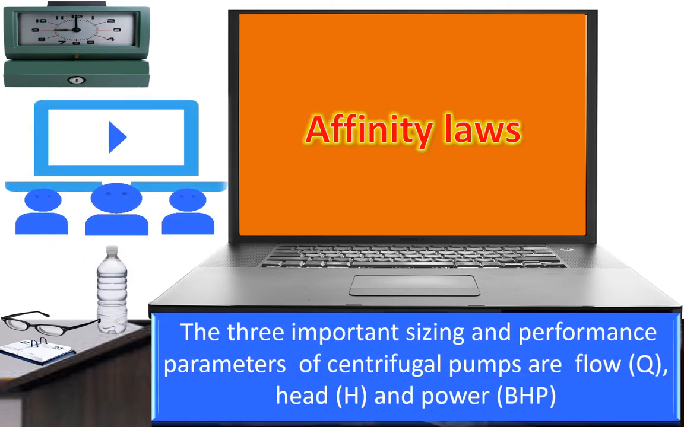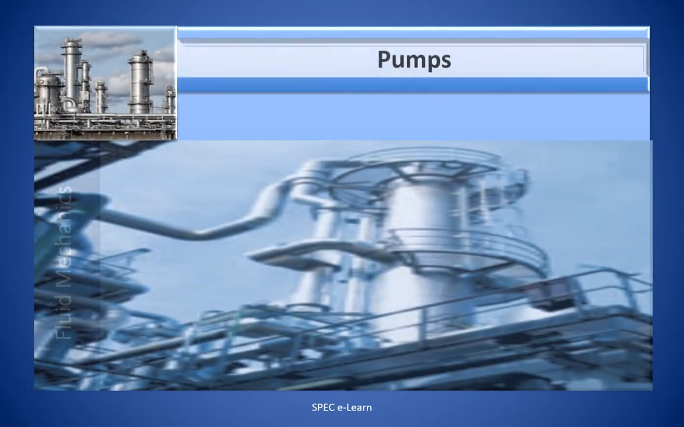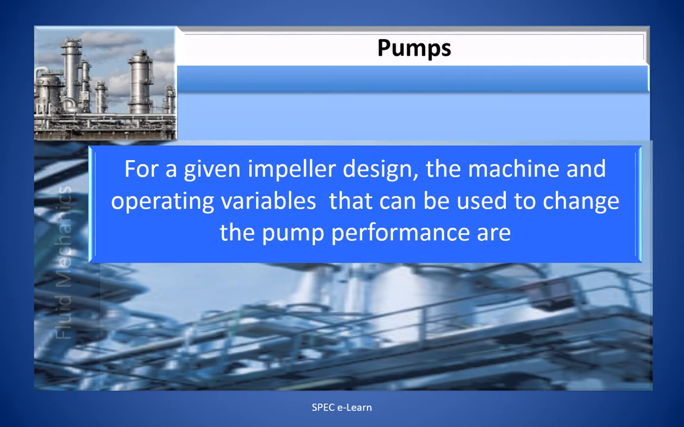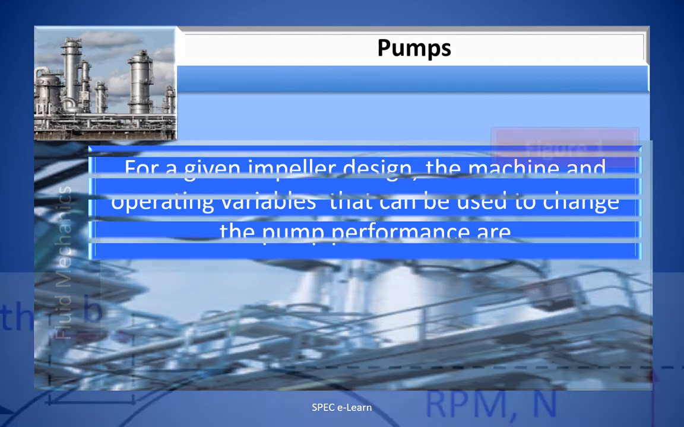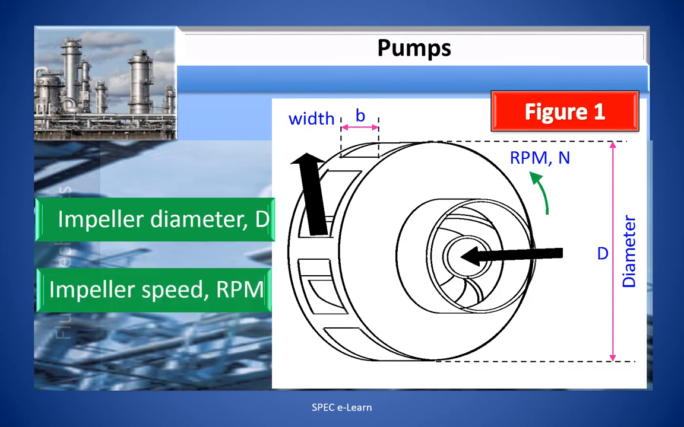The three important sizing and performance parameters of centrifugal pump are flow, head, and power. These parameters depend on the pump's design parameters such as impeller diameter, impeller width, speed of rotation, blade angle, etc. For a given impeller design, the machine and operating variables that can be used to change the pump performance are impeller diameter D, impeller speed, RPM.